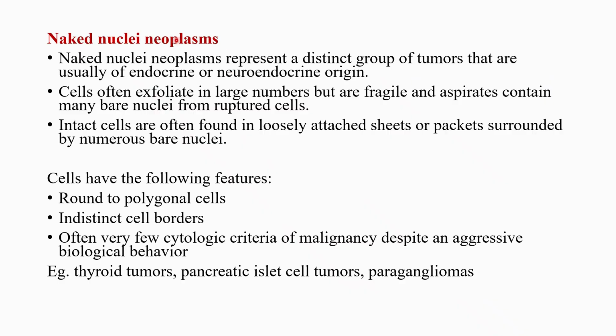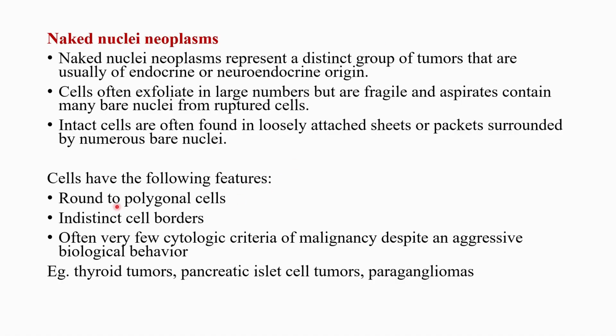Next, we will discuss naked nuclear neoplasms, a distinct group of tumors most commonly of endocrine or neuroendocrine origin. On cytology, these tumors often exfoliate in large numbers, but the cells are fragile, resulting in aspirates that contain many bare nuclei from the ruptured cells. Intact cells, when present, are usually seen as loosely attached sheets or packets surrounded by numerous bare nuclei.